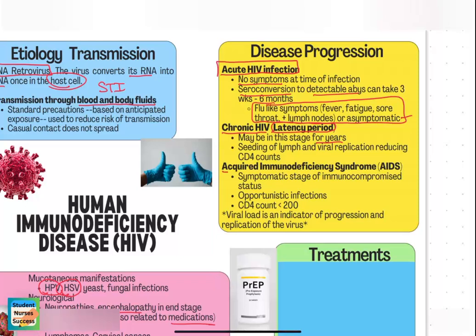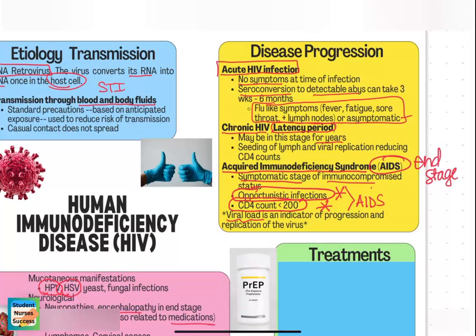Our last stage is what we call acquired immunodeficiency syndrome or the stage of AIDS. And this is end stage. At this point, patients are very symptomatic and they're very immunocompromised. So we start to see the development of opportunistic infections, and the other defining characteristic is a CD4 count less than 200. So both of these define AIDS. Again, remember, viral load is an indicator of the progression and replication of the virus, and we want to keep that viral load as low as possible.